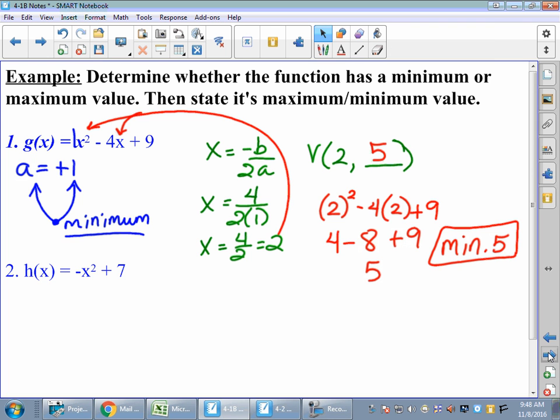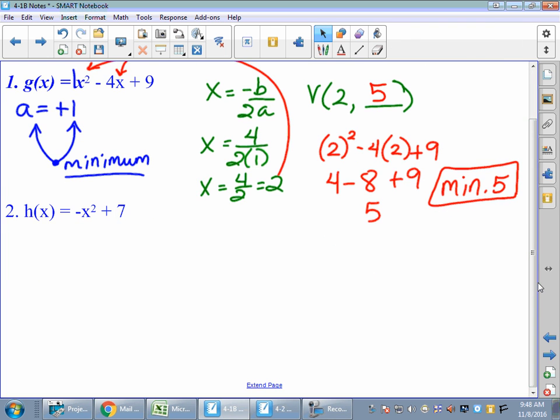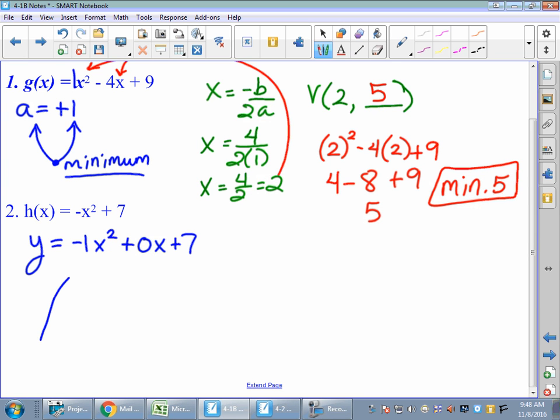For number 2, you can see that the a value is now a -1. And I like to change this. I like to write it as y equals -1x squared. I'm noticing that I'm missing a b value. So I'm just going to put in a b value of 0. So now I have all my parts. So the -1 tells me that my parabola is going to be opening upside down. Okay, and so this point at the very top is the maximum point. So whatever value I find for my maximum tells me y values will never go above that value.